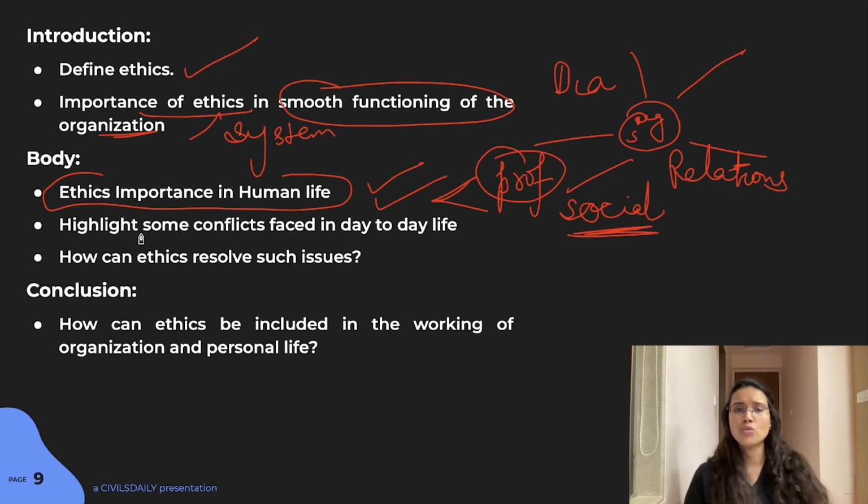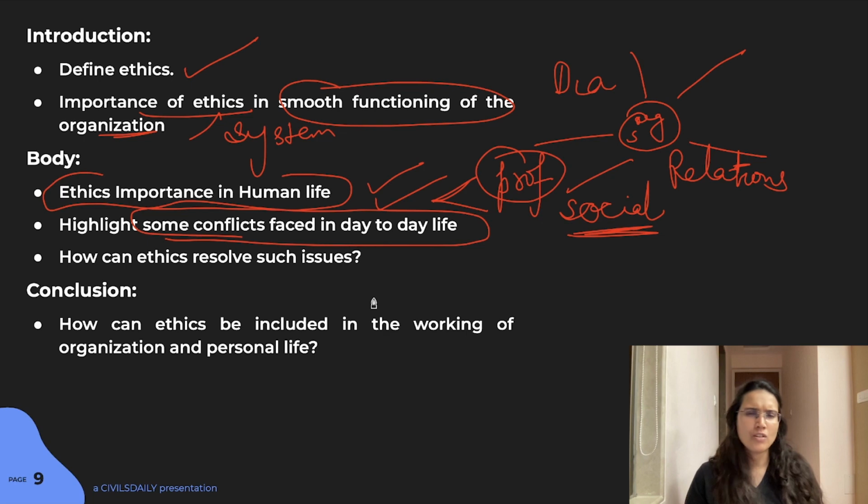Then the second portion was the conflict-related part. Before you tell how ethics can resolve conflicts in day-to-day life, highlight a few conflicts that somebody would face, like professional versus personal, or conflict of interest. You can talk about your relationships. Give two, three examples here, which would set the tone for the next part. In the next part, talk about how ethics can resolve multiple issues.